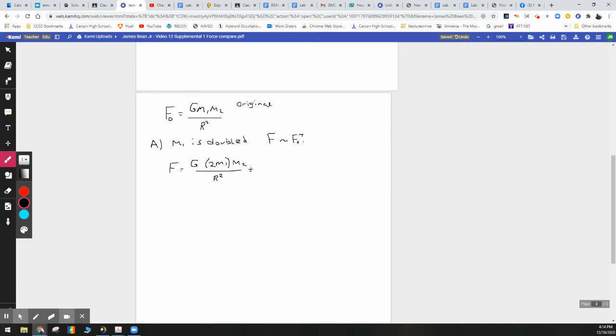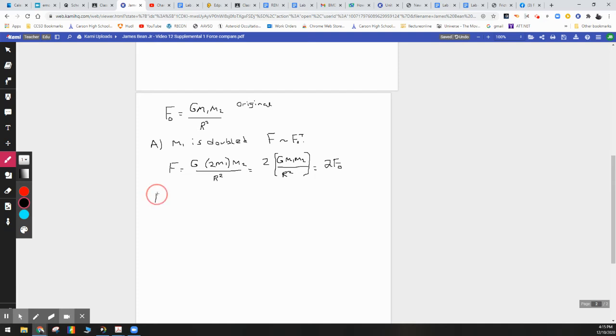Using some algebra, I'm going to move the 2 out over here, and here we have G, m1, m2 all over r squared. Now take a look at this part right here. What's this part? That's simply FO. So we can substitute FO in here, and we get 2 times the original force. So what that's saying is, if all I need to do is double M1, I'll have 2 times the force of attraction.